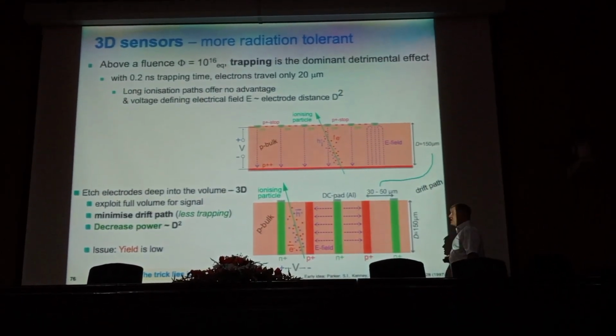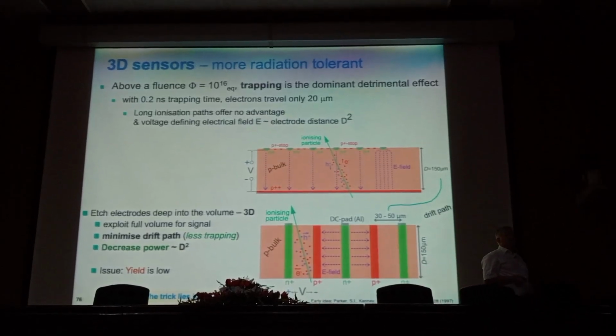And second, why does the power decrease a lot?